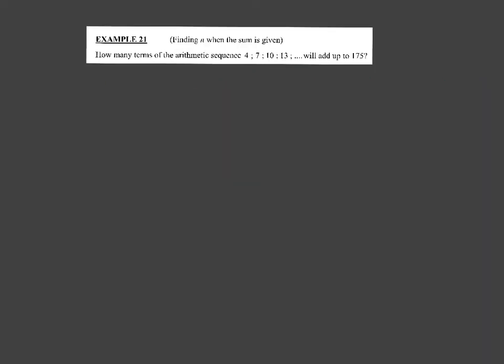Let's look at example 21 in your textbook here. How this question is slightly different is I give you the sum. I give you the value of the sum, and I want to know how many terms. In other words, I don't know what n is. How many terms of the arithmetic sequence will equal that sum? Okay, so let's check what we've got.